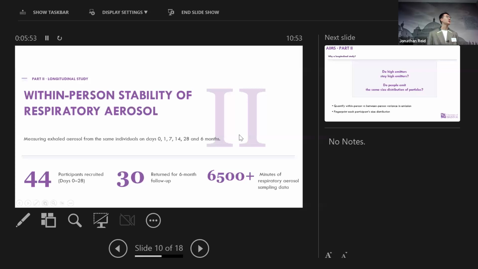We have recruited 44 participants and measured them on day 0, 1, 7, 14, and 28. And 30 of them returned for the 6-month follow-up, luckily. We have in total measured up to 6,500 minutes of respiratory aerosol sampling data, and that is so far the largest data set as far as I know.